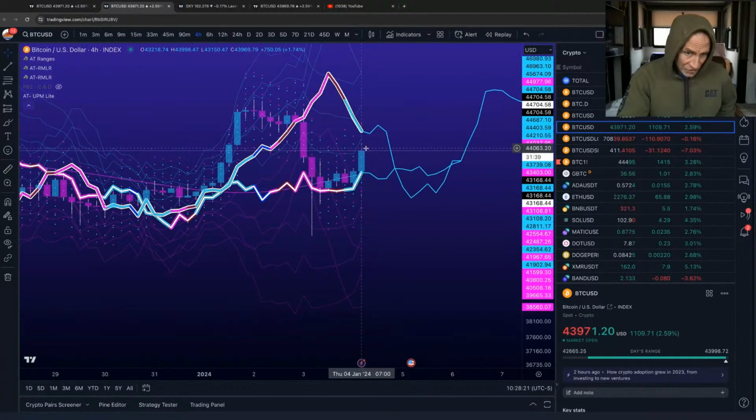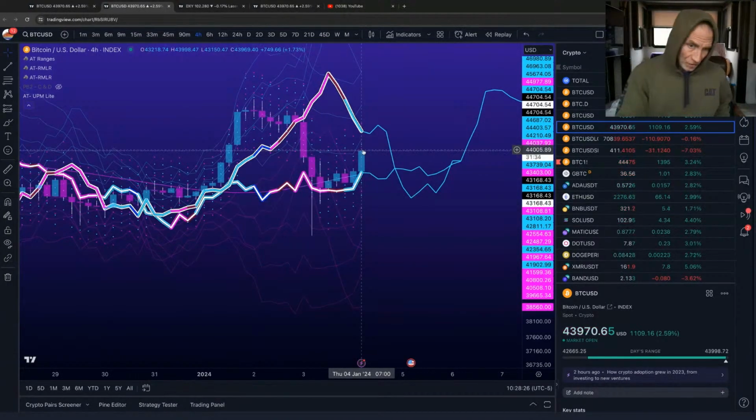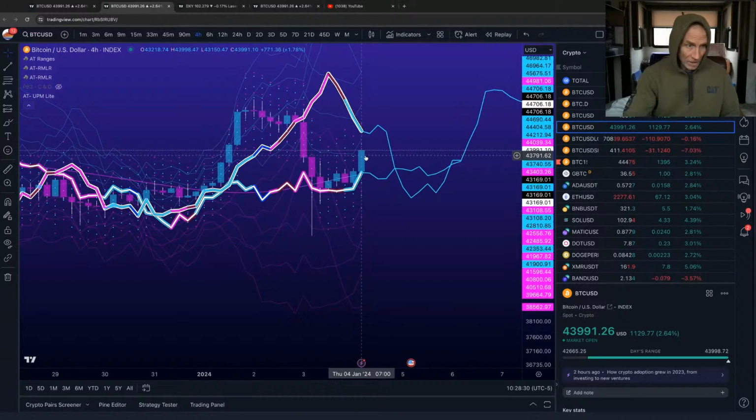Remember when I was talking about the 95.4 Laplace? That's that little pink dot right there. It's got a wick right into it, pretty much. This is what I'm saying. You close up here above the 4 hour 1 SD, above the daily 1 SD, which we're at right now.